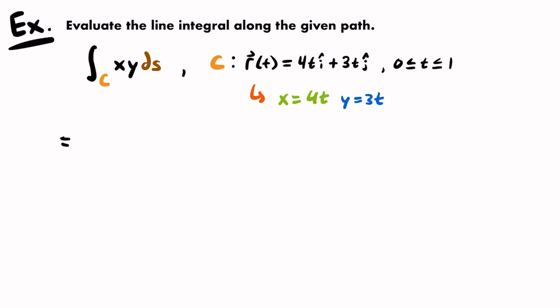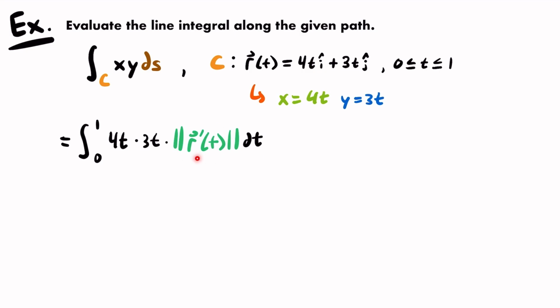The line integral is equal to the integral from 0 to 1 of x, which is 4t, times y, which is 3t, and that is multiplied by ds, which in terms of t is equal to this. We will have the magnitude of the derivative of the vector function multiplied by dt. That is what ds is equal to every single time for these line integrals.